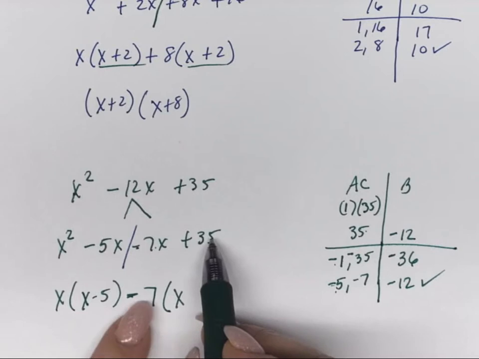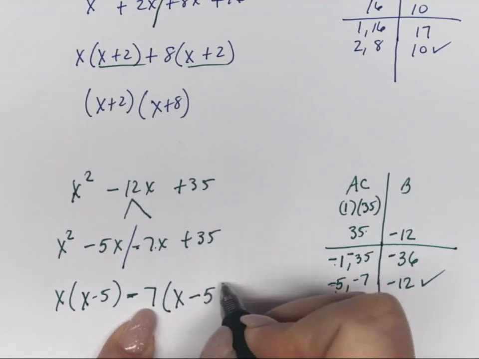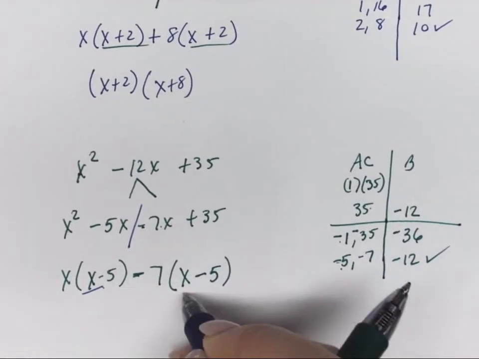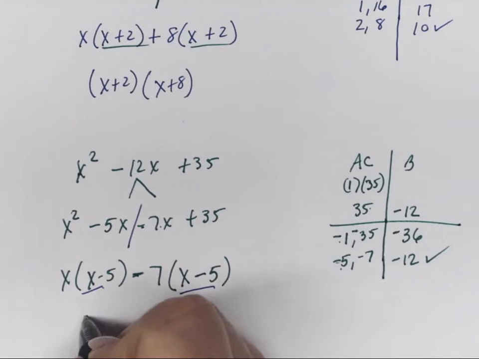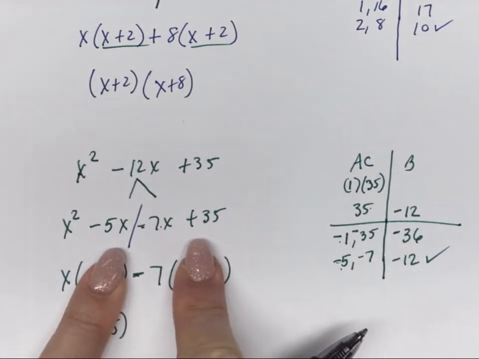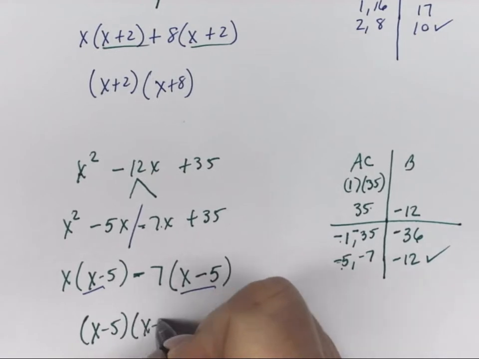Now pay attention, it's 35 divided by negative 7. It will be negative 5, not positive 5. And they match. Do our factoring. We have x minus 5. When we factor those out, we have an x minus 7 left.